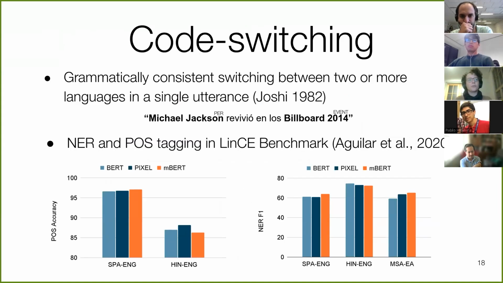And finally, we also wanted to look at code switching. Is Pixel better for code switching language, where the input is in different languages? And here the conclusion is still the same. For Latin scripts, it's not really the case. But as soon as you have code switching in Hindi and English, so in a different script, then you actually get performance improvements from using Pixel over BERT.